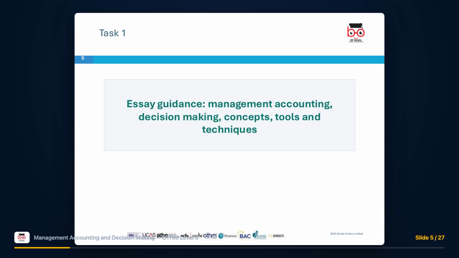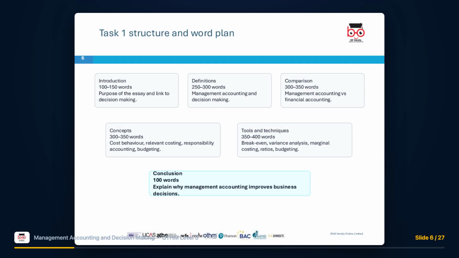Task 1 is an essay on management accounting, decision-making, and the concepts, tools, and techniques involved. Here's the Task 1 word plan, a 100 to 150 word introduction linking to decision-making. Then definitions of management accounting and decision-making. A comparison of management accounting versus financial accounting.